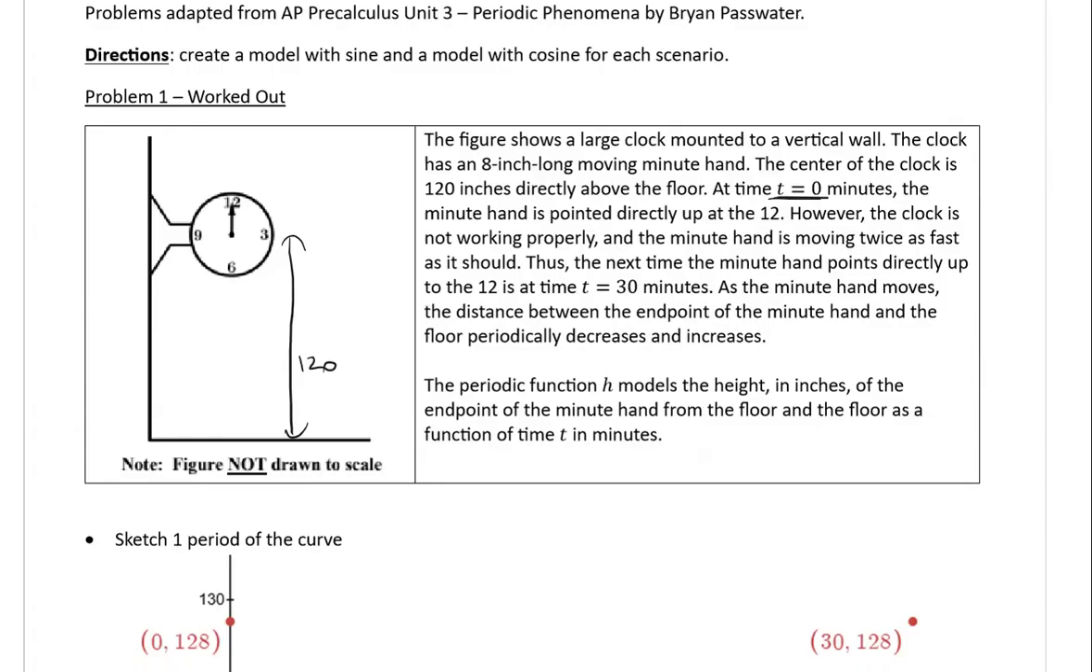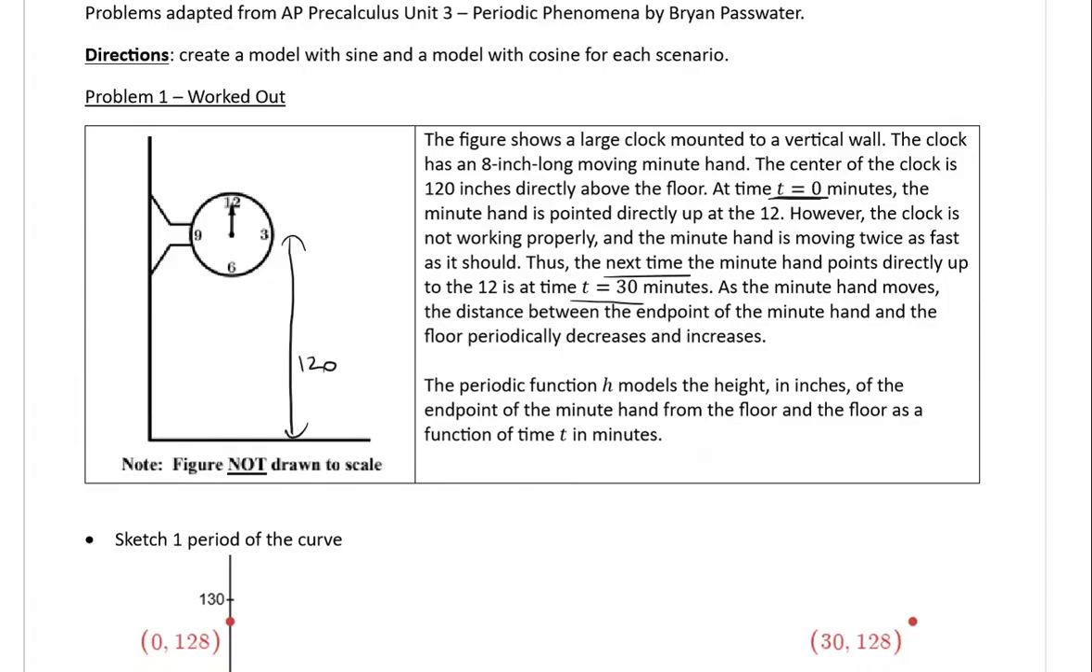However, the clock is not working properly and the minute hand is moving twice as fast as it should. Thus, the next time the minute hand points directly up to the 12, next time, that seems like period, yeah? Directly up to 12 is at time t equals 30. Let me just underline those, okay?